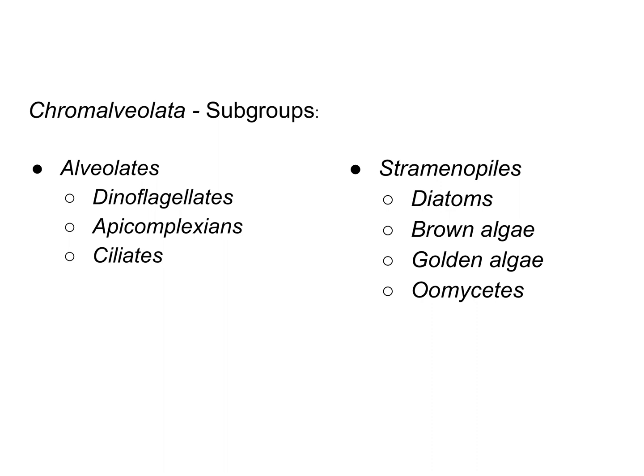In this video, we are going to discuss the supergroup of protists known as Chromalveolata. The supergroup Chromalveolata can be further divided into two subgroups, the alveolates and the straminophiles. Within the alveolates, we are also going to discuss some further subgroups known as dinoflagellates, epicomplexians, and ciliates. And within the straminophiles, we are going to talk about diatoms, brown algae, golden algae, and oomycetes.